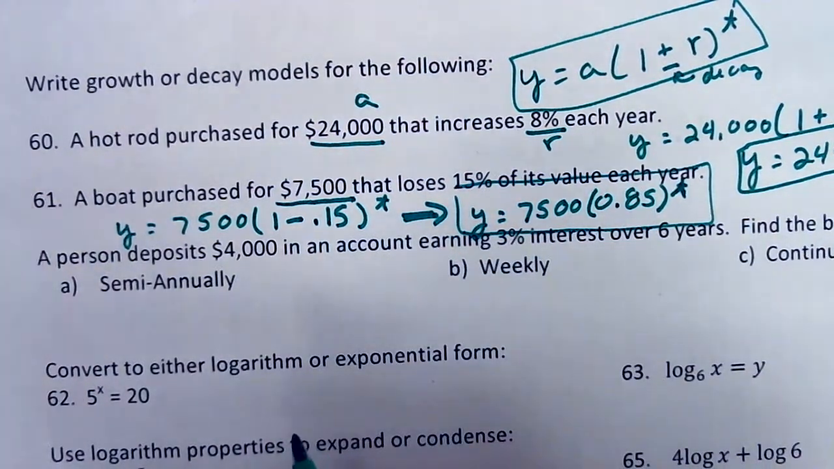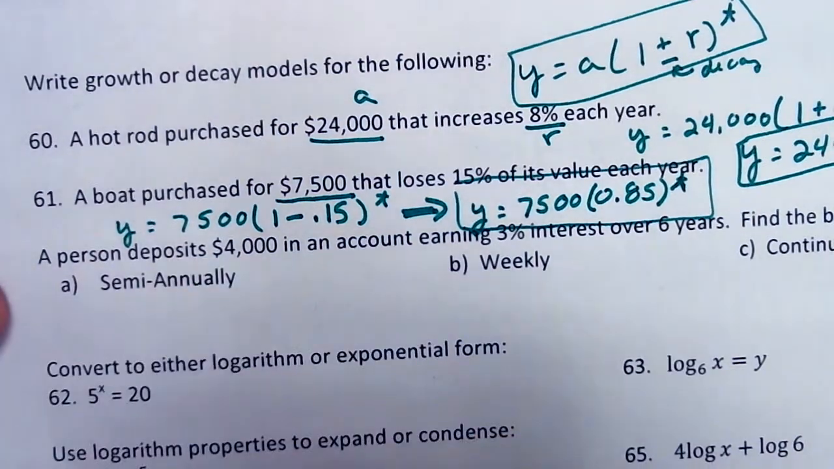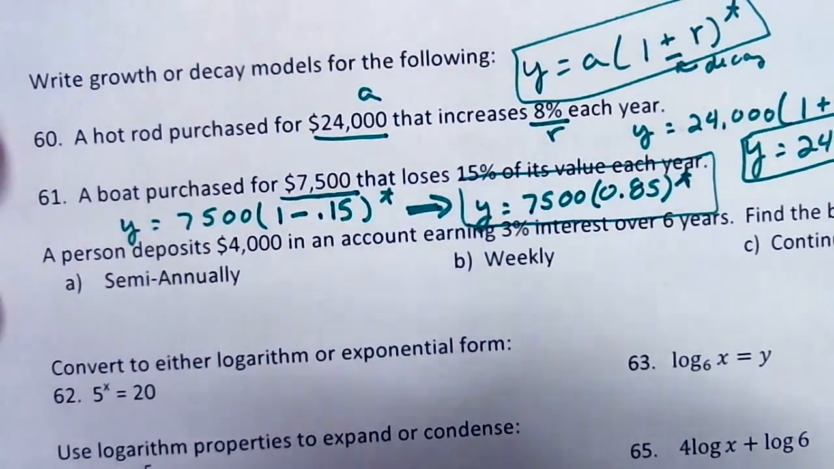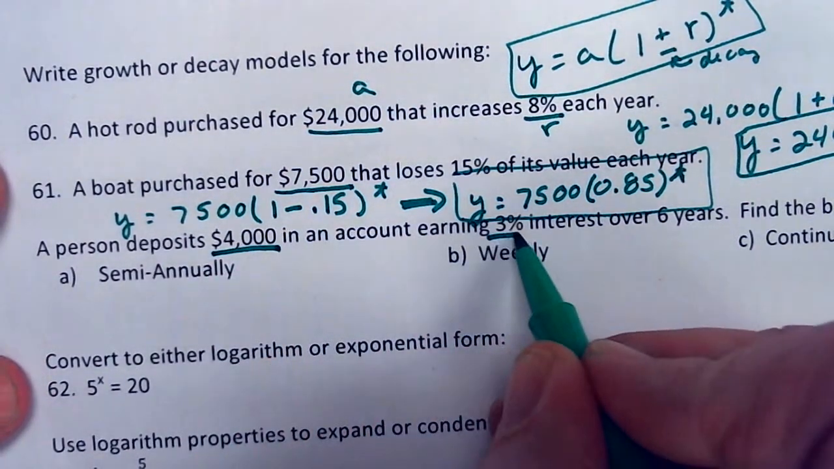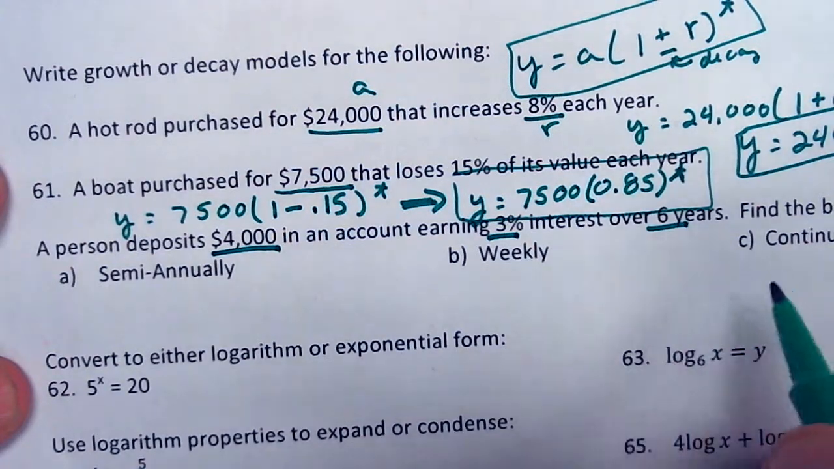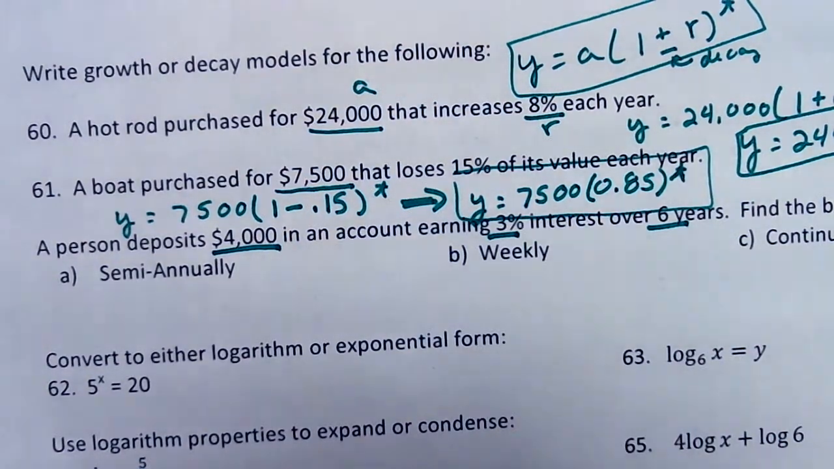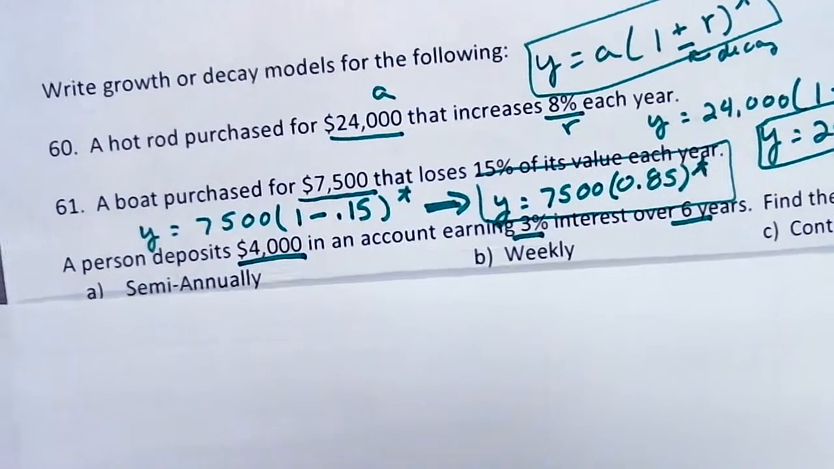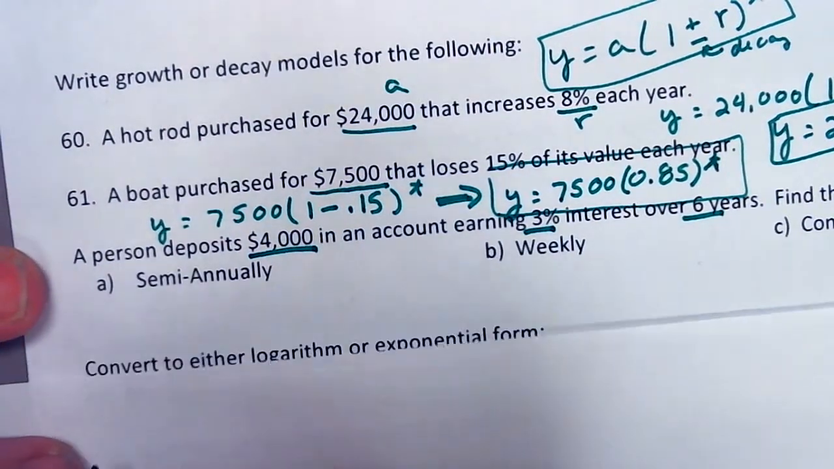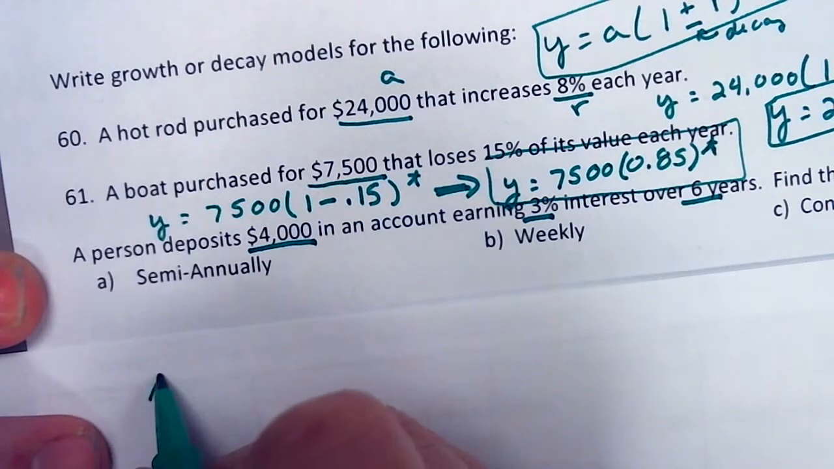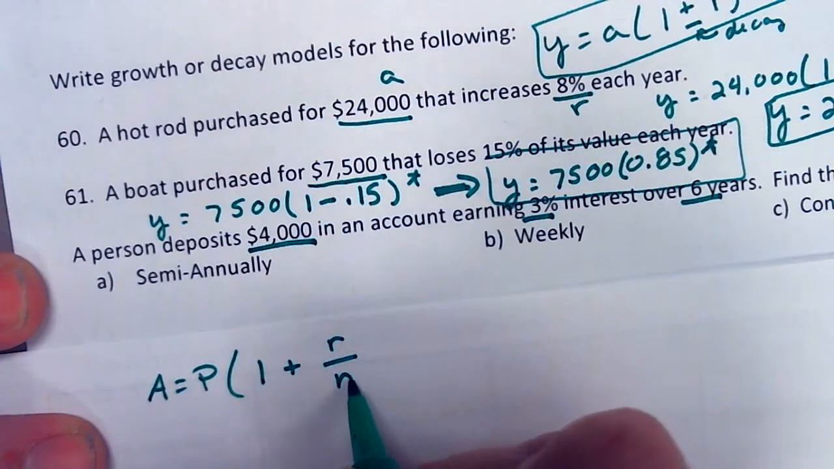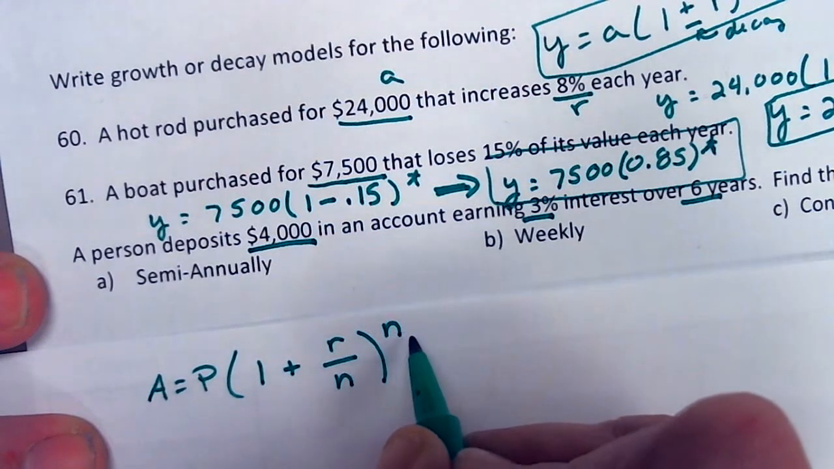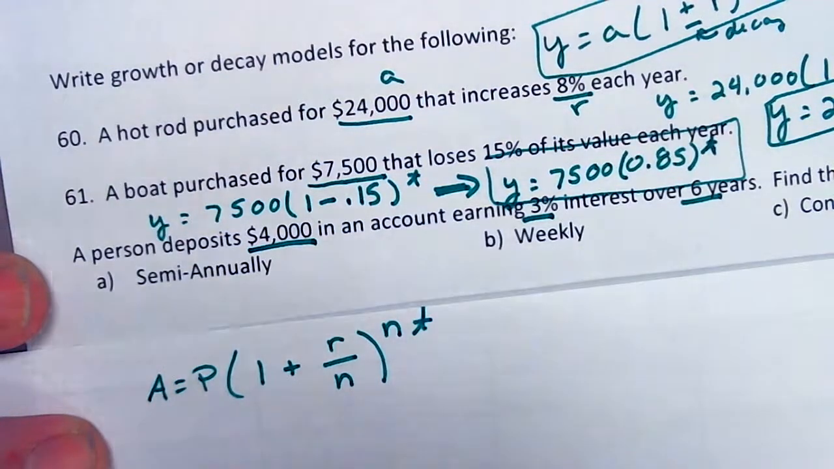All right. Now, for the next problem, which doesn't even have a number, I guess it's 61.5. A person deposits $4,000 in an account earning 3% interest over 6 years. Now, this is a compound interest formula. You will want the compound interest formula on your note sheet for sure. Compound interest formula is the amount you have at the end is equal to the principal times 1 plus the rate divided by how many times a year it's compounded, to the n, the number of times compounded, times t.